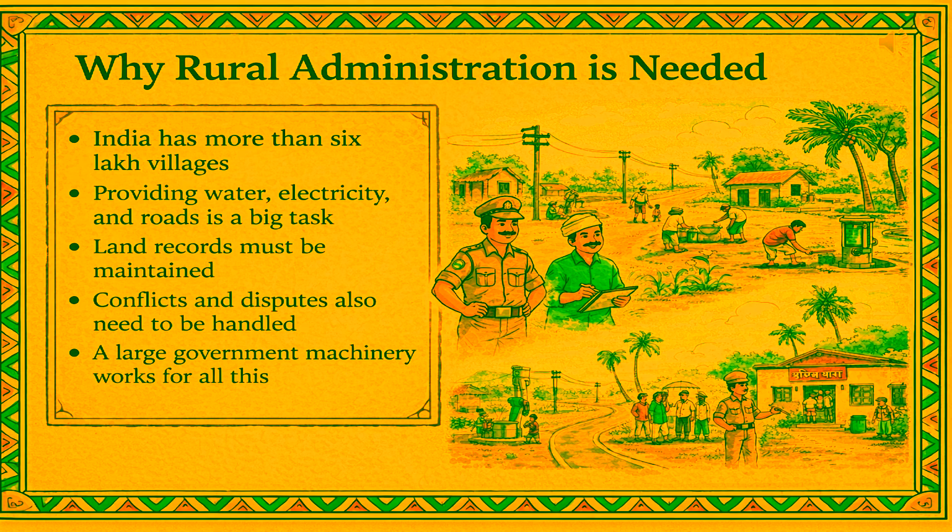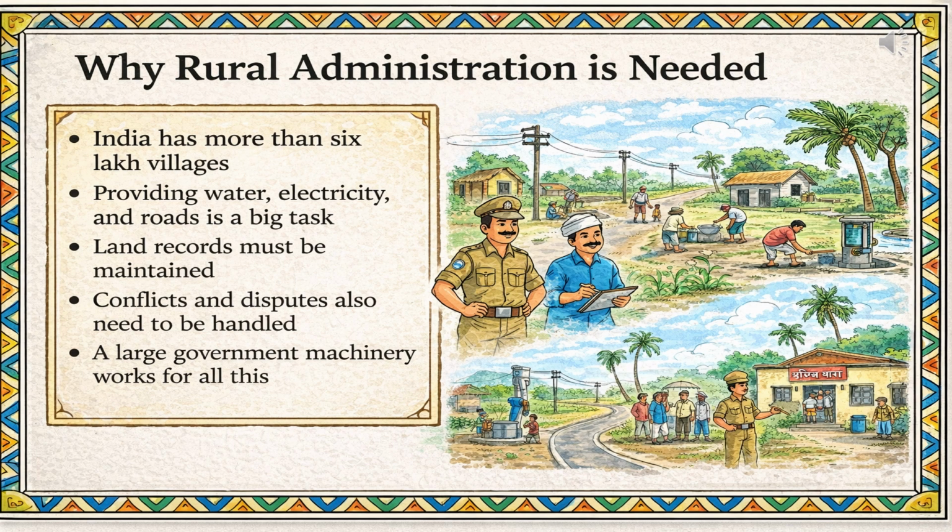Rural administration is needed because India has more than 6 lakh villages, and managing them is a big task. The government must provide basic facilities like water, electricity, and roads. It also has to maintain land records, since land is the main source of living for many villagers. Also, disputes and conflicts, especially related to land, must be handled properly. So, a large government system works to keep village life organized and peaceful.